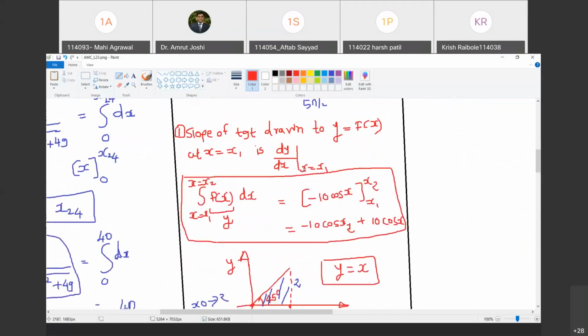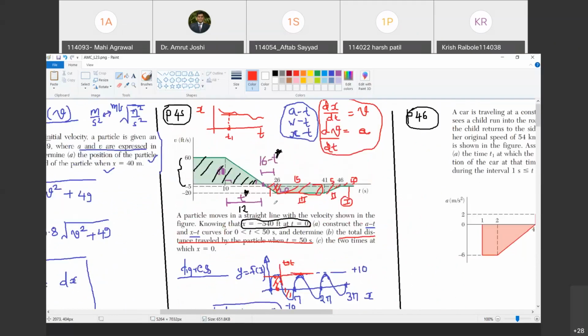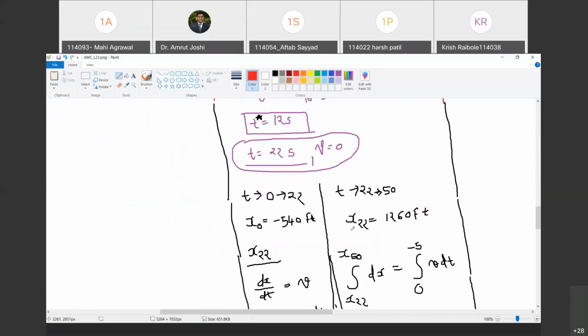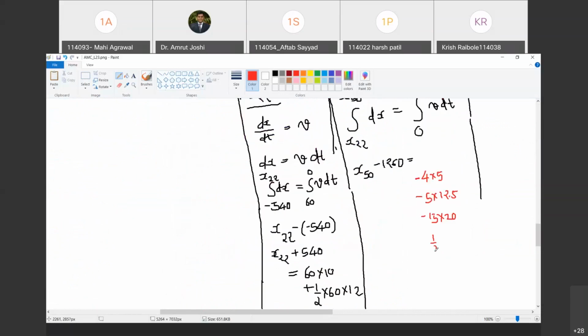And the last triangle, this small one, tell me its area. What is 16 minus t star? 4 seconds. Do you agree with me? Yes, sir. So half into 4 into 20. Are you with me? Yes, sir. Half into 4 into 20, but this is minus. Now solve this and tell me what is x50.